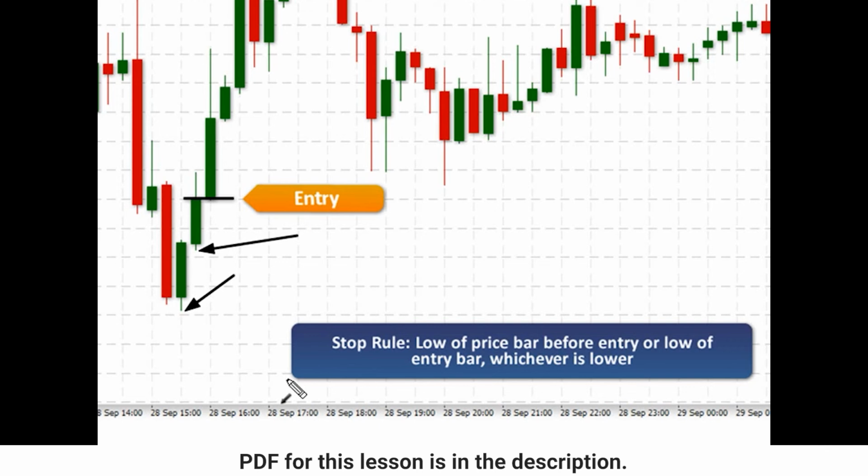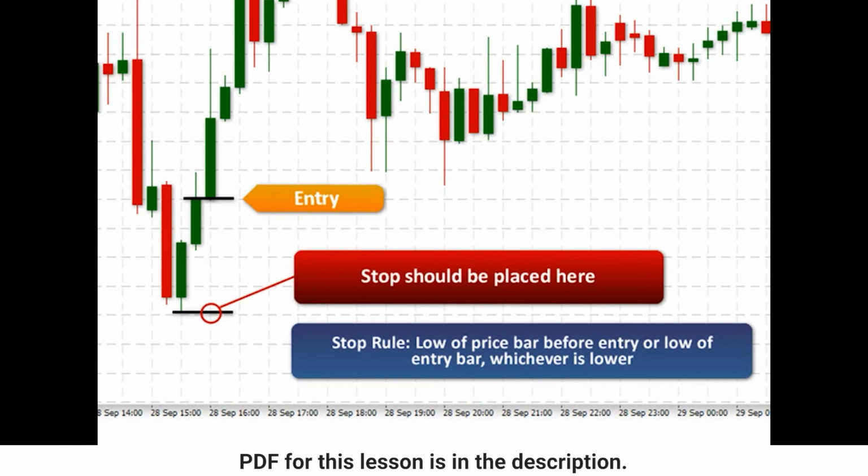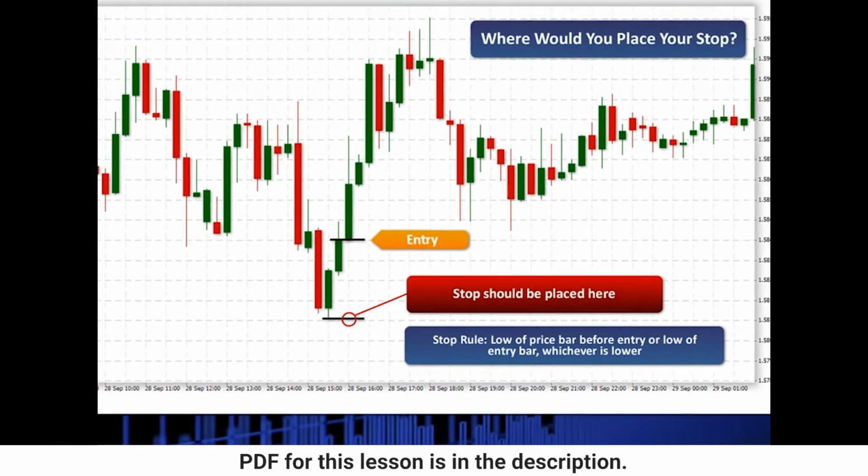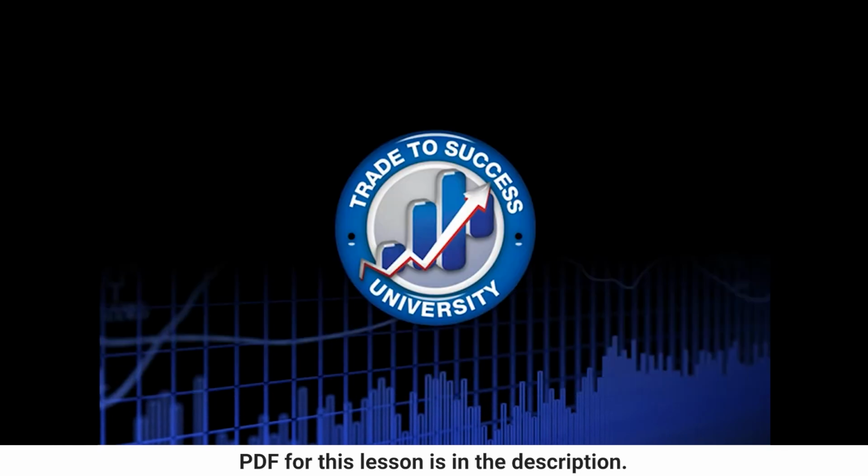So which one is lower, the entry bar's low or the low of the bar before entry? The answer is the low of the bar before entry, and the stop should be placed at the price indicated by the line. I hope you got that right.